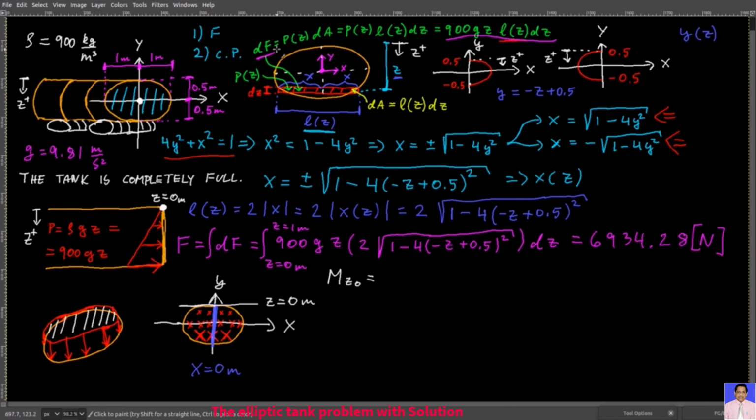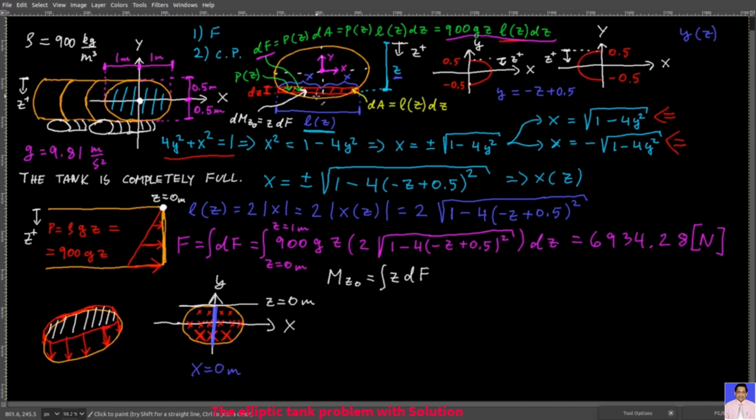And now if you take this df and you multiply it by its moment arm, which is Z, so Z times df, and you integrate that, meaning that you do the same thing for all the infinitesimal narrow strips that you have on this ellipse, well then you will get the total moment about Z equals 0 meters. Because remember, Z times df would give you a differential moment. So I can also write it here: dmz0 equals Z times df, and that's for this infinitesimally narrow strip.